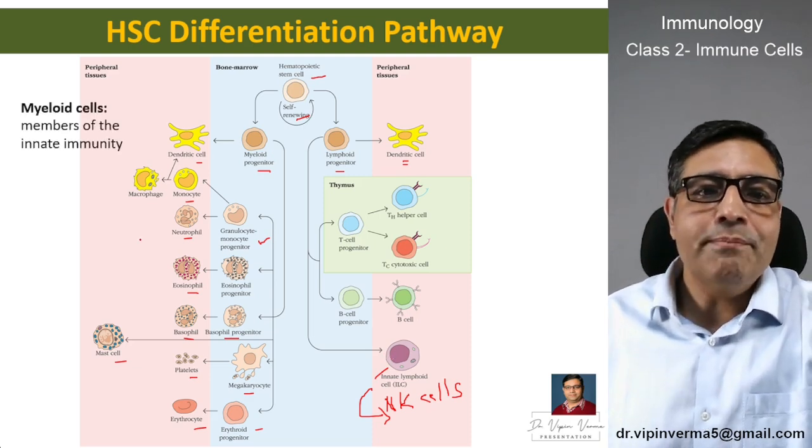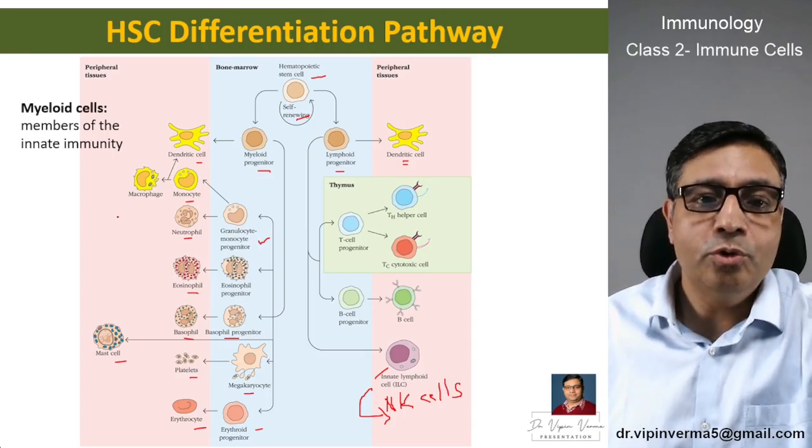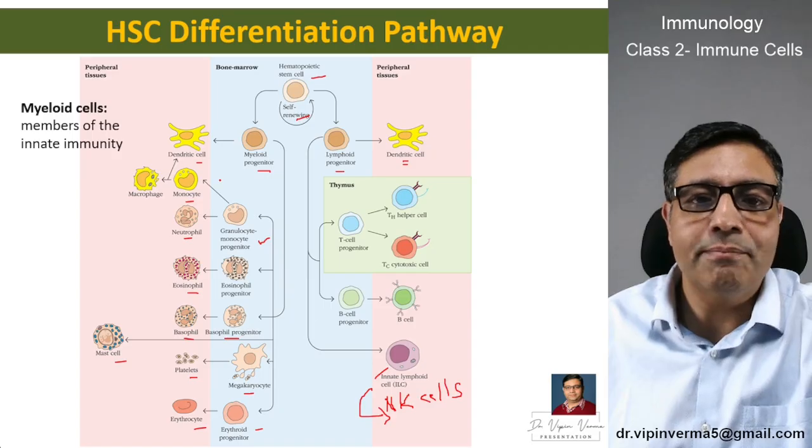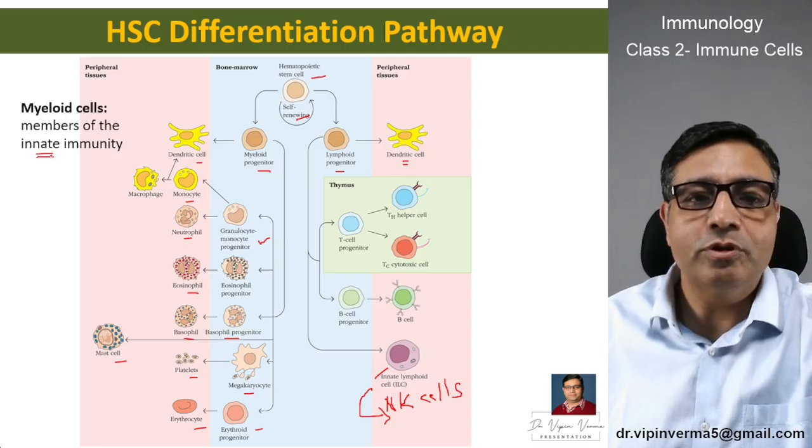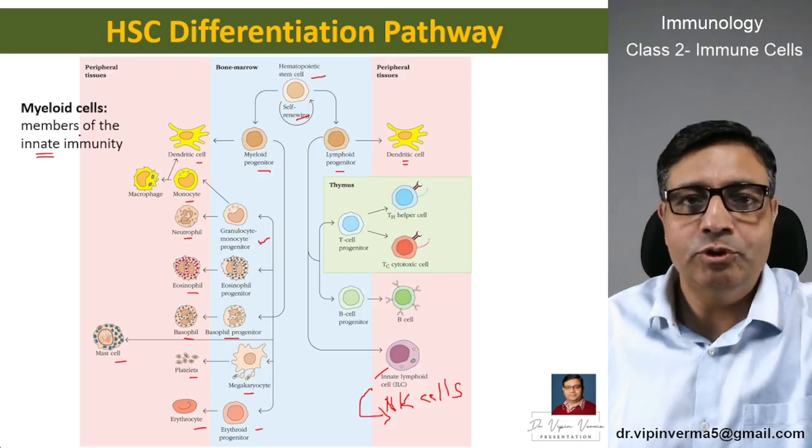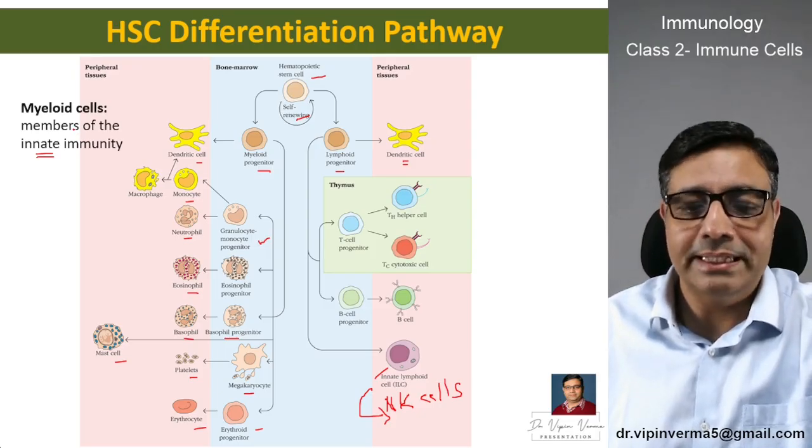So myeloid cells are the members of the innate immunity. You should understand that, and you should remember that all the cells you can find here, the myeloid cells, are the members of the innate immunity. That means they take part in the innate response, which is the first line of response and which is non-specific. I am sure you must remember this thing.